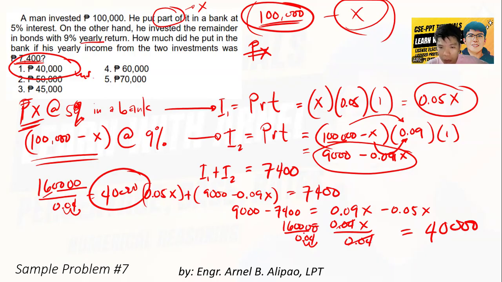So add 2 zeros. So 16 divided by 4 is 4. And then we have 1, 2, 3, 4 zeros. So 1, 2, 3, 4 zeros. So 40,000 is our answer. Okay? I hope you find it easy.